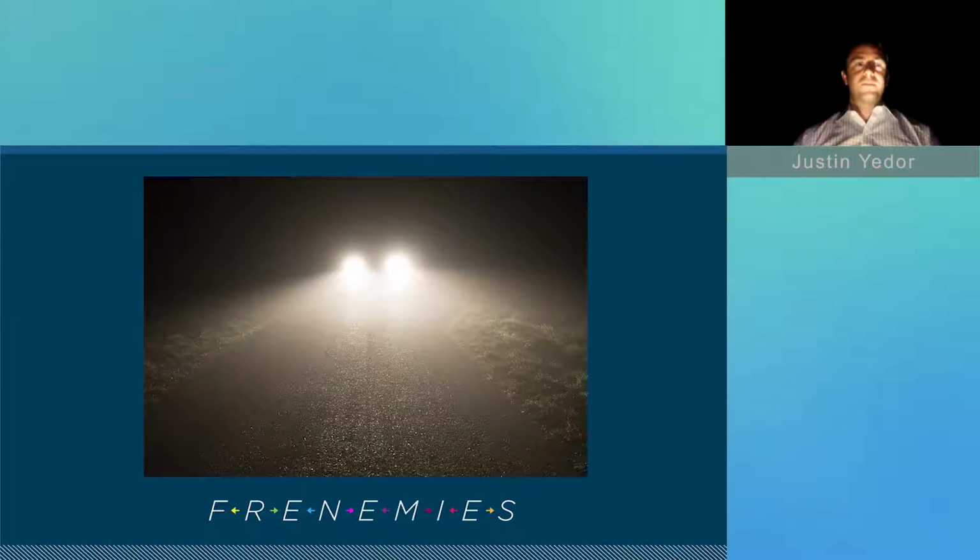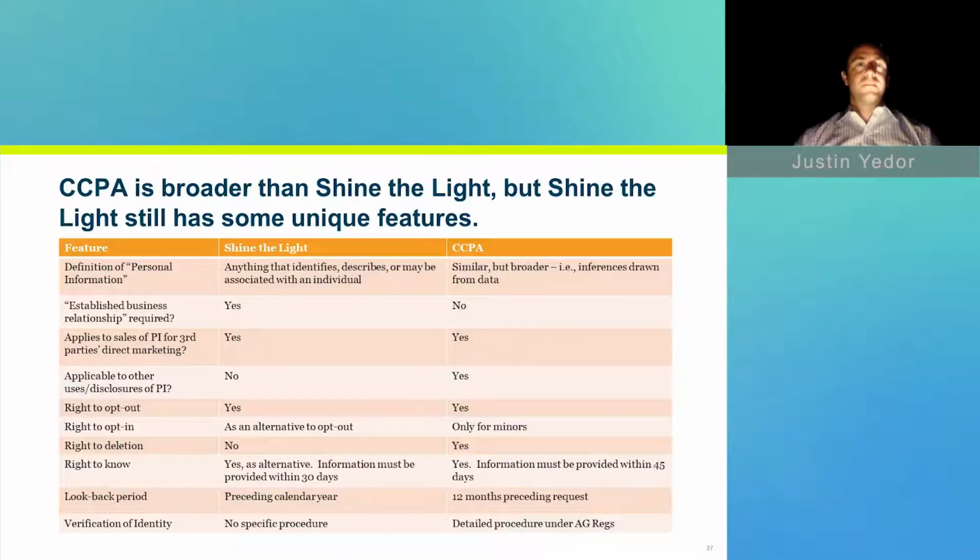Let's look at some of the details, and we can see how the two statutes compare to one another. Overall, CCPA is far broader than Shine the Light, but Shine the Light has some features that don't completely overlap with CCPA. So looking at a few of these, the definition of personal information is different in Shine the Light than in CCPA. They have a lot of overlap, but CCPA is broader. Unlike CCPA, Shine the Light requires an established business relationship. In other words, Shine the Light applies to customers, whereas CCPA applies to any California consumer.